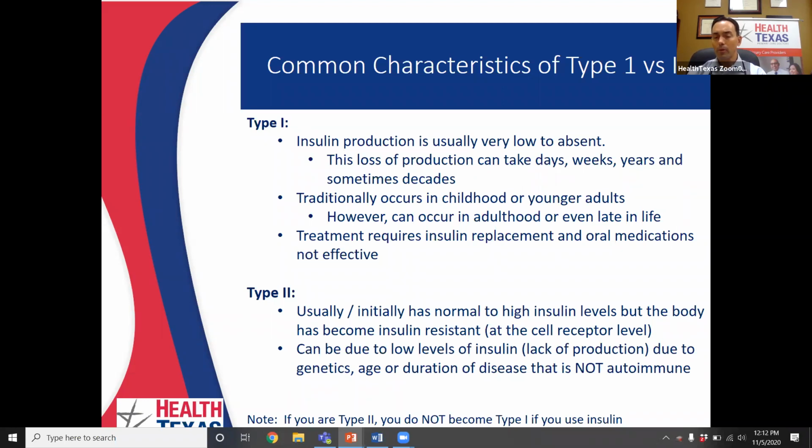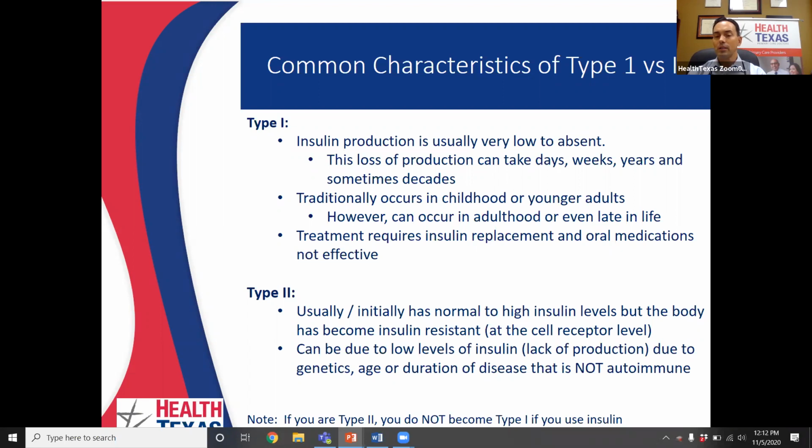Also, because the primary problem is that people are not making adequate amounts of insulin, traditionally we will need to treat them with insulin, and oral medications are generally not effective. Now, it is true, by the way, that sometimes people are misdiagnosed. A person, particularly an adult who develops type 1 diabetes, may go to their doctor and their doctor may not realize that they're type 1. They may assume that they're type 2 and begin them on oral medications.